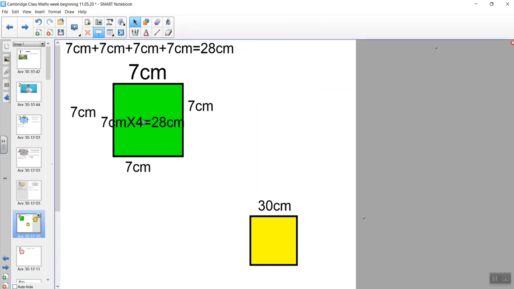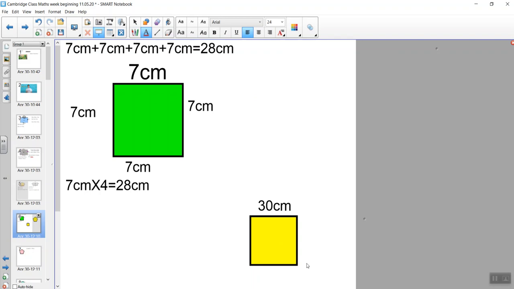And we can do that multiplication because the shape is a regular shape. It is a square. So I've got another square here. Pause the video in a minute and see if you can work out the perimeter of my square. Pause the video, have a go.